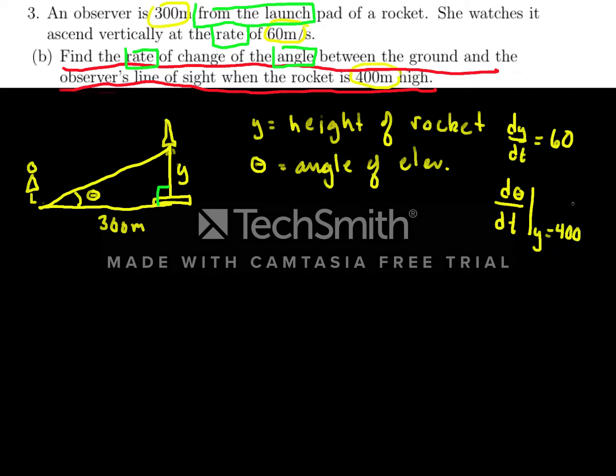So we're looking at the rate of change of a different variable from the last problem. So what is the rate of change? As the rocket goes up, this angle is increasing, so it should be positive. And we know that dy/dt is 60 meters per second.